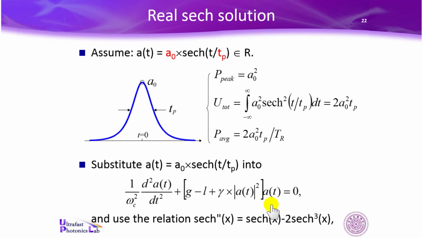Okay? So if the solution is second hyperbolic, what would happen? You have to perform this second order time derivative for the second hyperbolic function. And according to the table in calculus, you know sec double prime equals sec itself minus 2 times sec cubic. So the second order derivative simply gives you the function itself as well as its cubic. Only two possibilities. Then the first term is finished, right?